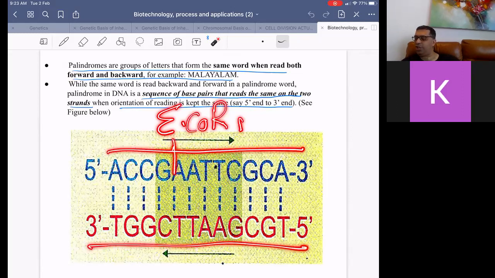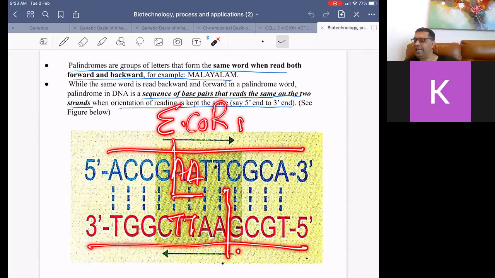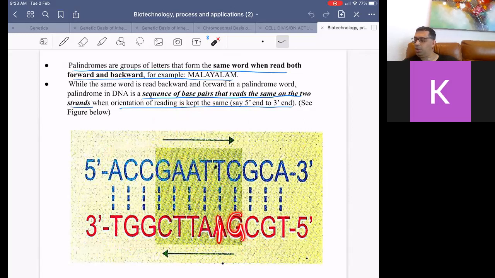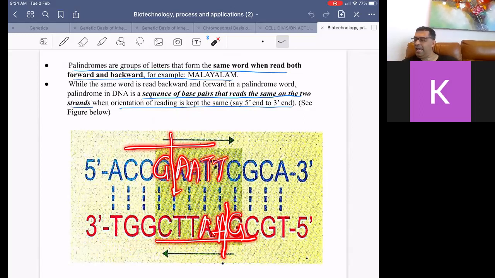And ye wala yaad rakhna, EcoR1 cuts the phosphodiester bond between G and A. And then the hydrogen bonds between AATT and TTAA, उसके बीच का hydrogen bond. तो ये G और A के बीच में phosphodiester bond, और AATT और TTAA के बीच में hydrogen bonds.